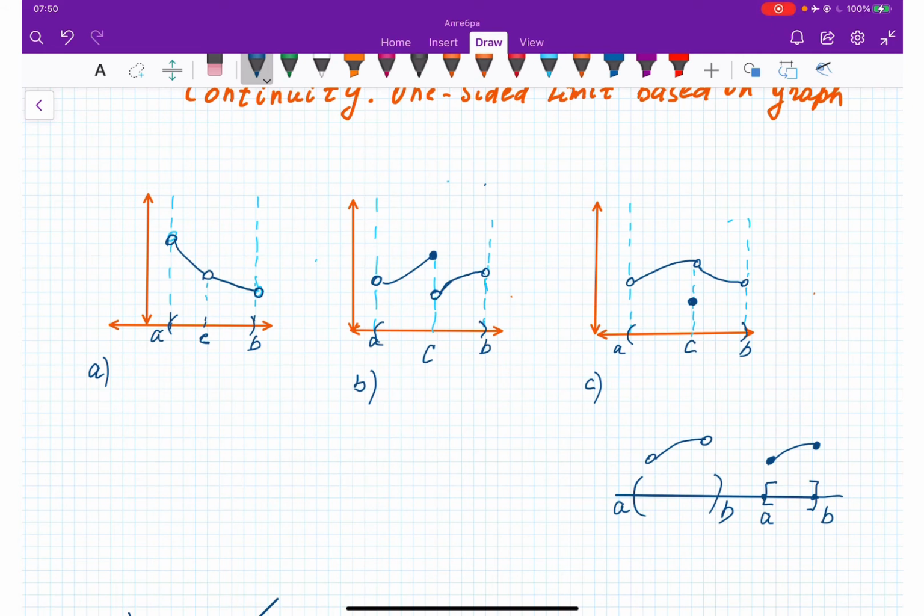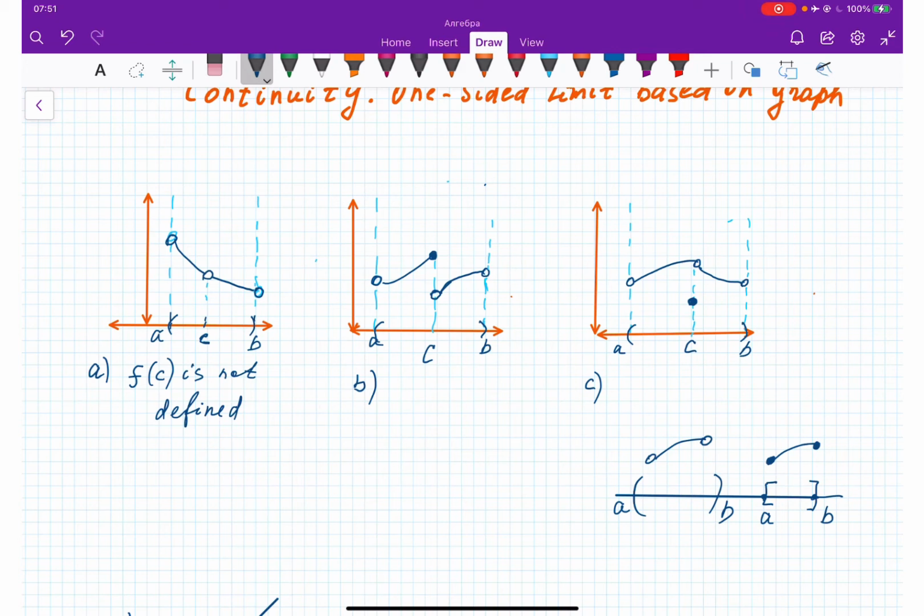So what can we say? Looking at graph A, we see that at the point of C, we have a hole, a circle where we cannot define the function f of c, right? Function f of c at the point of C is not defined. Why? Because we have an empty circle.